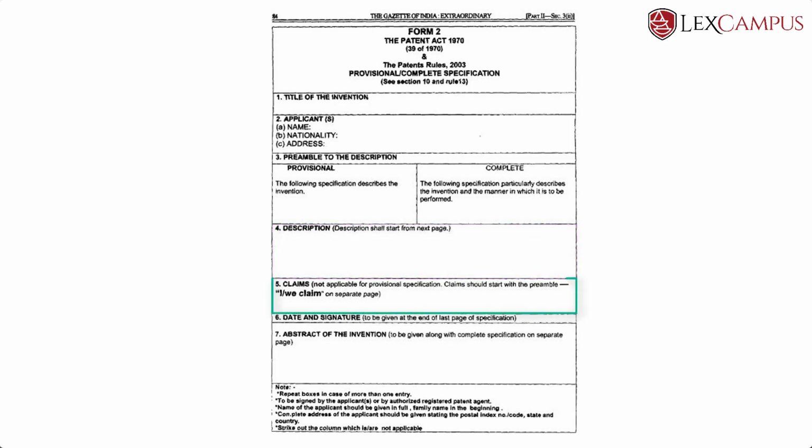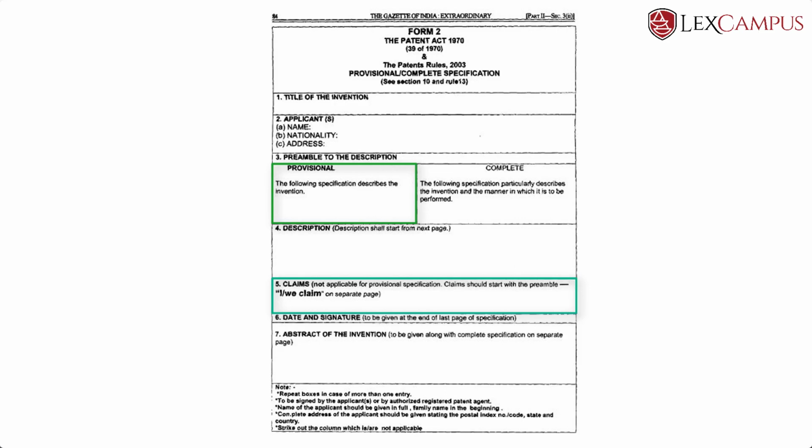Then claims in clause 5. Now, if you see here, it is mentioned not applicable for provisional specification. Claim should start with the preamble I/V claim on a separate page. So, the claims have to be on a separate page, and Form 2 expressly mentions that claims need not be applicable for a provisional specification.